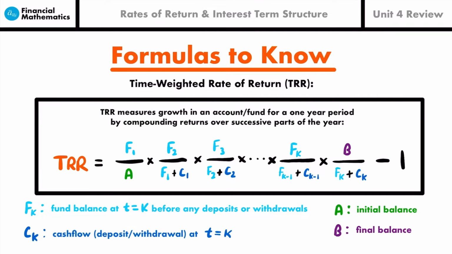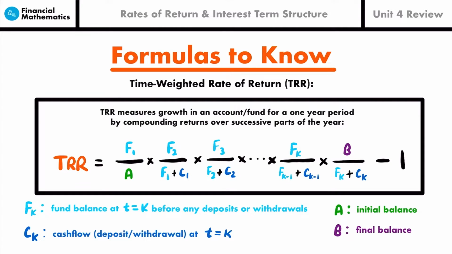You'll be given the balance of an account at different months of the year, as well as deposits and withdrawals that take place at different months throughout the year. And so you should have a list of account balances to work with that we represent with F sub k. These are different fund balances at different times before any deposits or withdrawals are made. I typically like to refer to those as reported balances. They are balances that are reported at different times throughout the year.